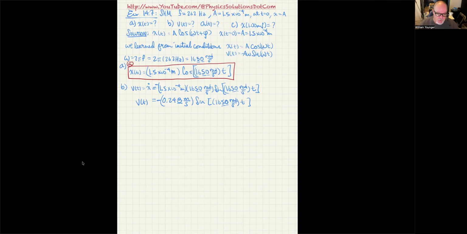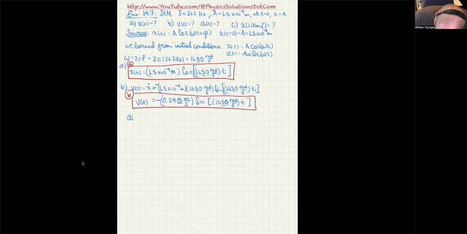And that tells us our max velocity is about 0.25 meters per second, which is what the book is showing as well. So that's part B there. Now for part B, they want to know the acceleration.